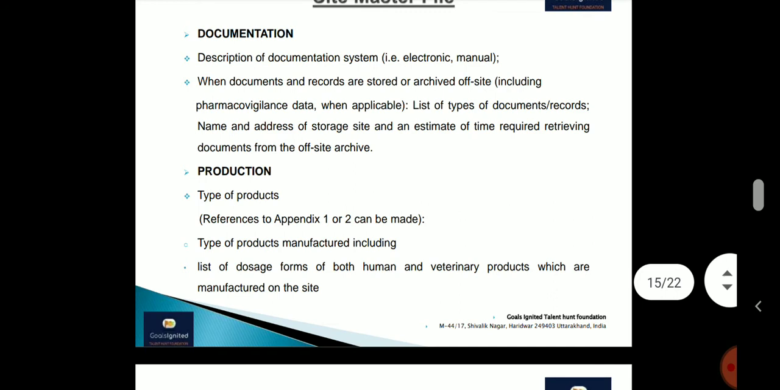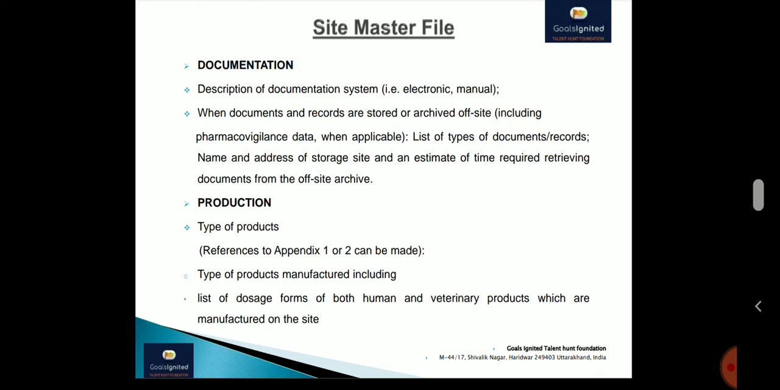Then the documentation part: how do you control, how do you monitor, and how do you record all the documents needs to be mentioned in the site master file. A description of the documentation system, whether we are carrying it out manually or maintaining it electronically, is to be mentioned. When documents and records are stored or archived off site, including pharmacovigilance data when applicable, a list of the types of documents or records, the name and address of the storage site, and an estimate of the time required for retrieving documents from the off-site location should be given.